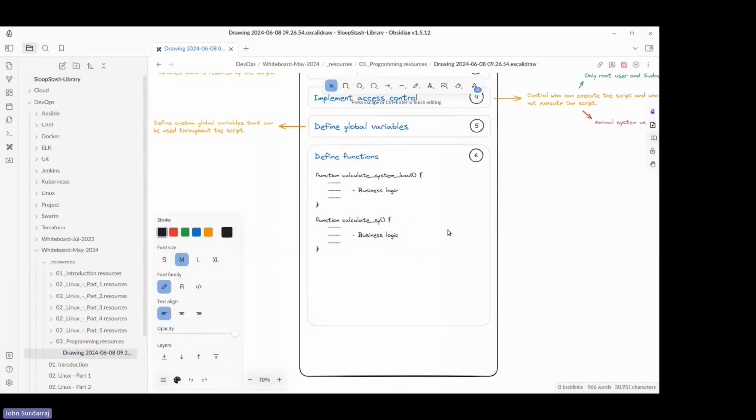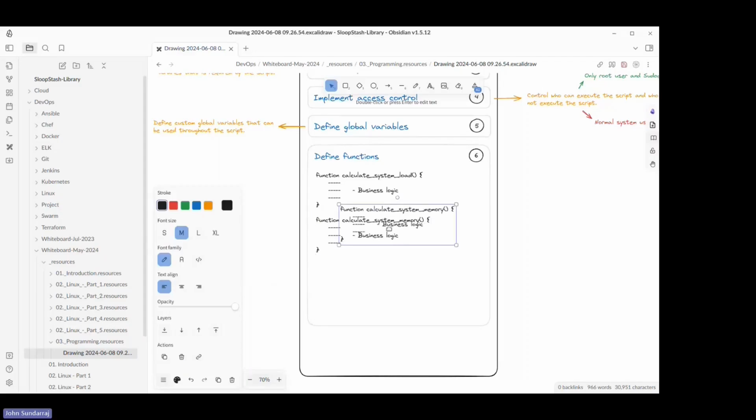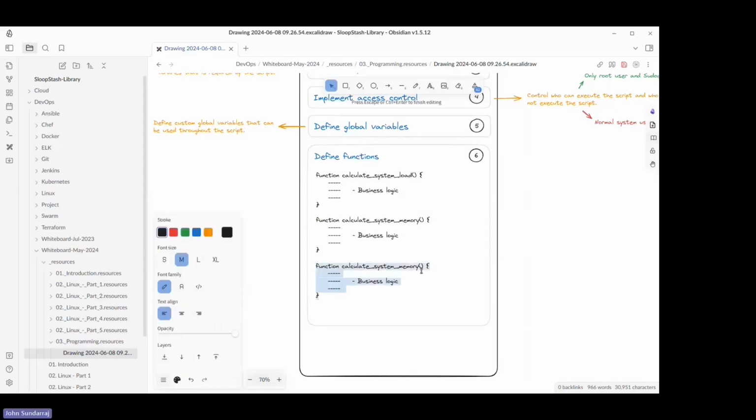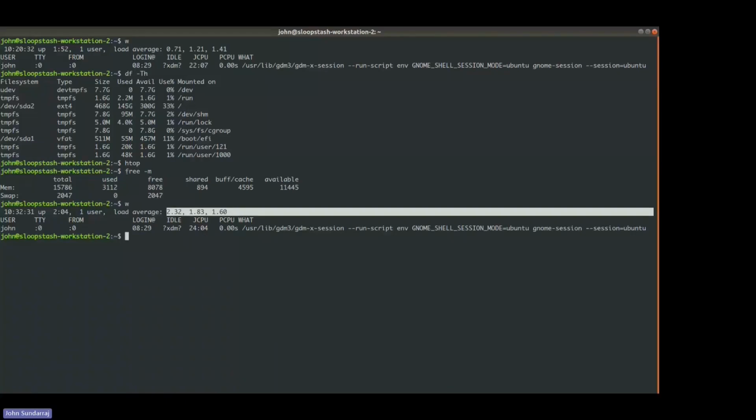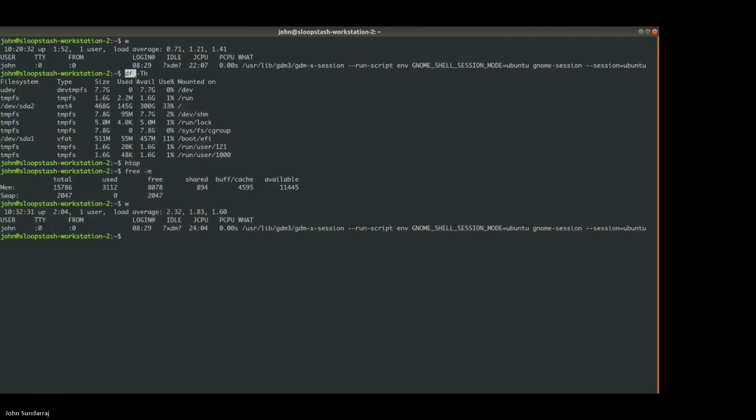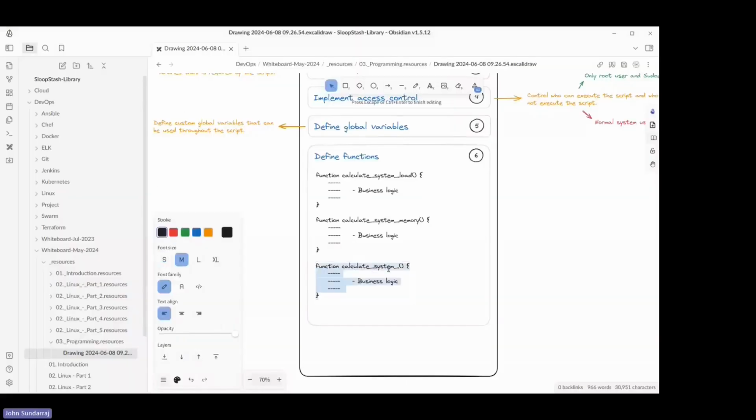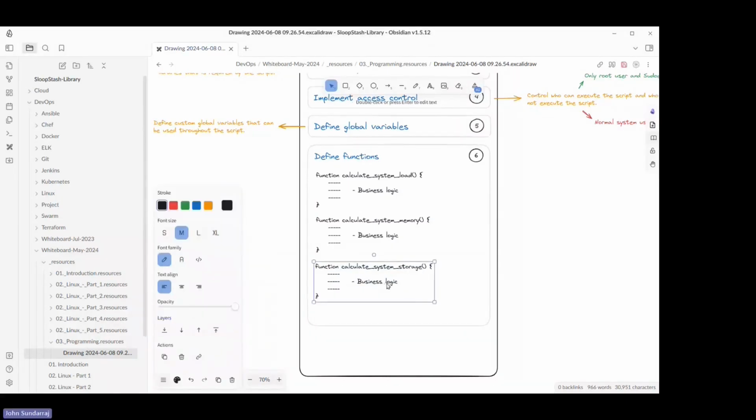It's not just system load alone. I want to also calculate system memory. So what are the different types of memory you have? You have the free memory, used memory, available memory. And then I also want to calculate storage. System load, memory, and storage. So calculate storage. Basically we are going to build three functions altogether.